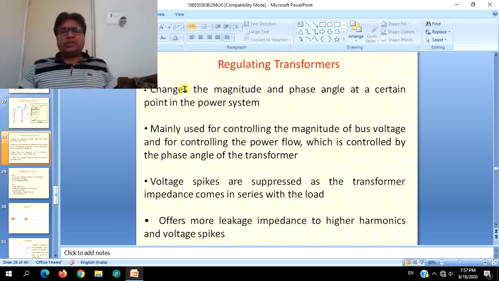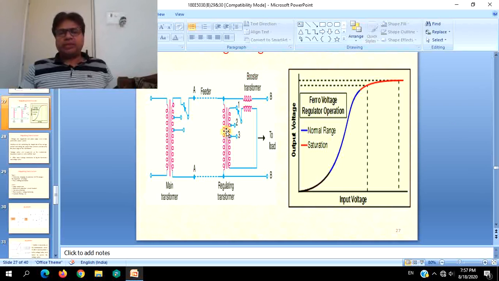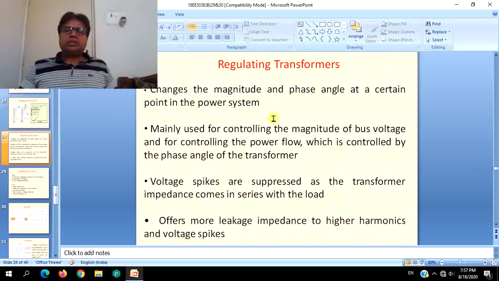Regulating transformers change the magnitude and phase angle at a certain point in the power system. Certain point means wherever they are connected. After that, these changes will be felt. They change the magnitude and phase angle at a certain point in the power system whenever spikes or transients occur.